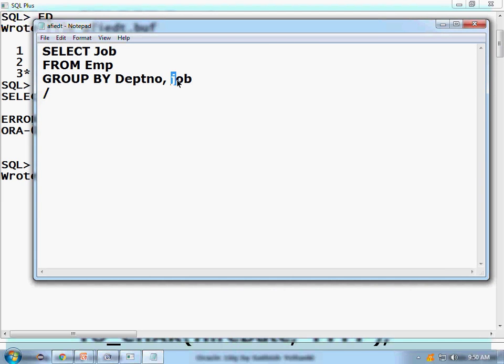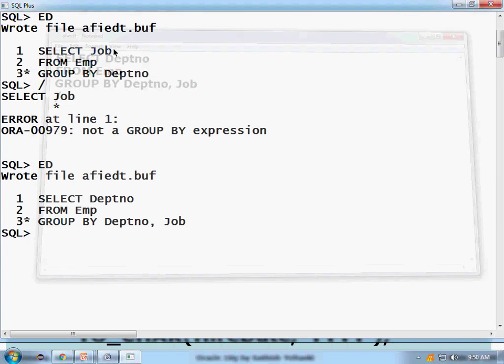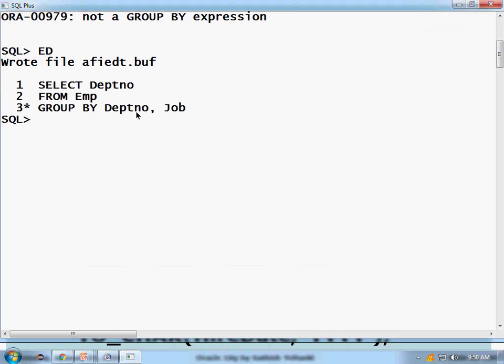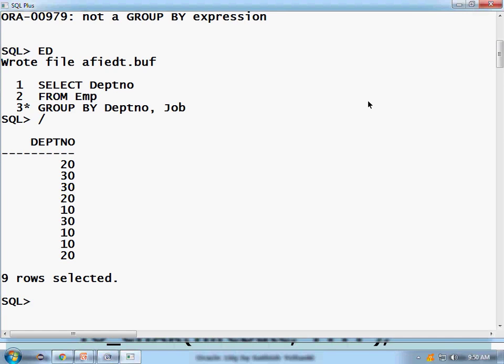I am saying this is basically group by department number, comma job in group by. Now in my projection, I am giving only department number. My question is, how many columns am I projecting? 1. How many am I grouping? 2. Are the columns in the group by part of the projection? No. So what is the result out of this now? What should be the result according to general rules? Error. Now be careful.